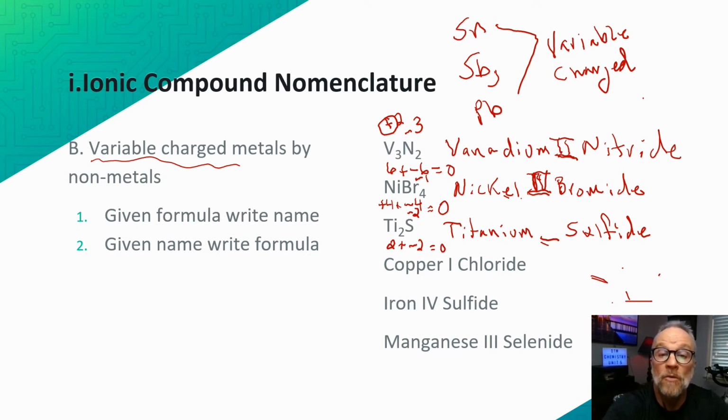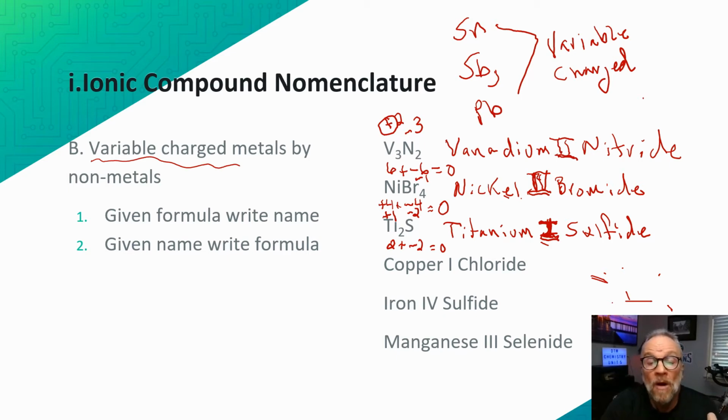So 2 times what will give us 2? Well, 2 times 1 will. So this is titanium 1 sulfide. It's important to note here, even though it's a 1, it's not understood to be 1. So you have to use the Roman numeral here, make a 1 there, titanium 1 sulfide. All right, so we've covered how to write the name given the formula.